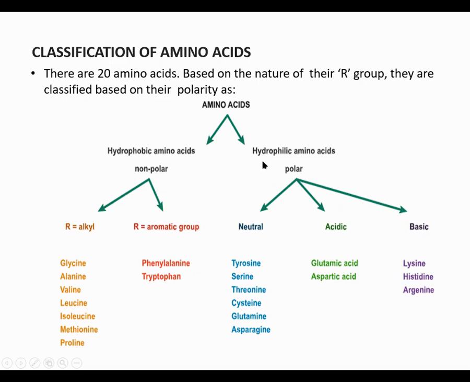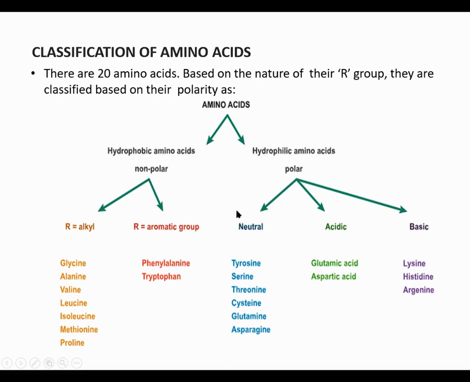Now for the hydrophilic, when you say hydrophobic, this is water hating. Hydrophilic is water loving. Now, hydrophilics are usually polar. Now, it's further classified into neutral, acidic, or basic. So, for neutral amino acids, we have tyrosine, serine, threonine, cysteine, glutamine, and asparagine. While for acidic, we have glutamic acid and aspartic acid, and for basic, we have lysine, histidine, and arginine.